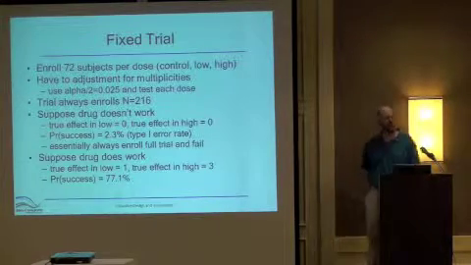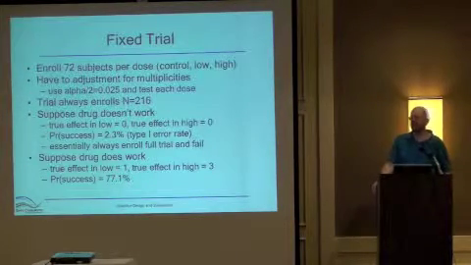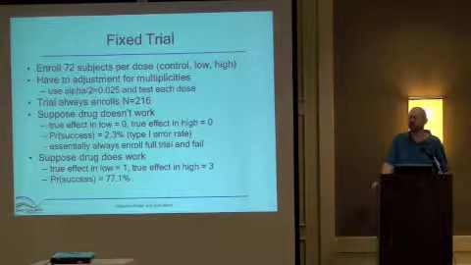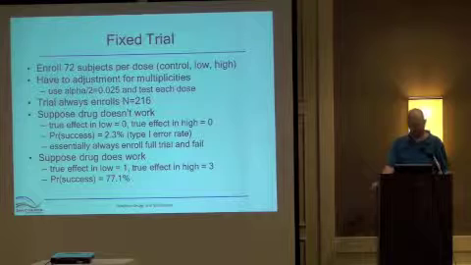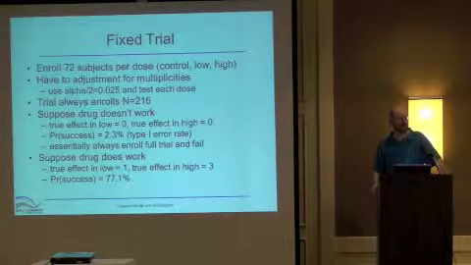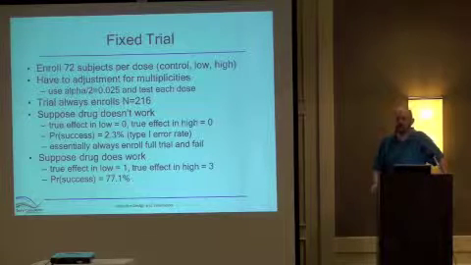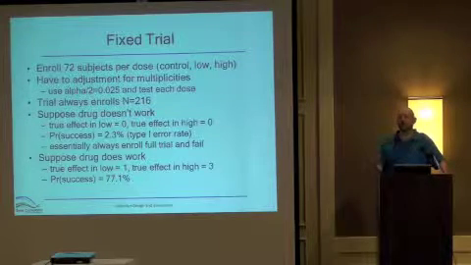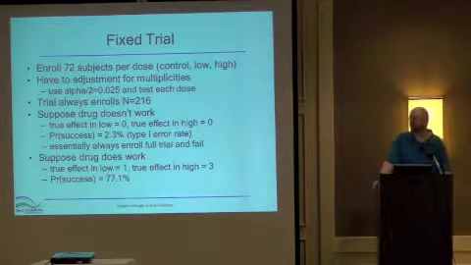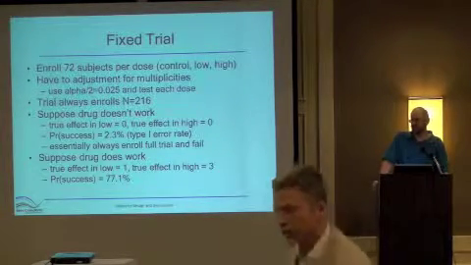So here's a basic trial design. I have 216 subjects. I got 3 arms: control, low, high. Let me just put 72 patients per dose. I'm going to have to put an alpha adjustment. Michelle talked about multiplicities, so this is a Bonferroni adjustment. I'm using alpha over 2. There are slightly better ways to do this. This trial always enrolls 216 subjects.